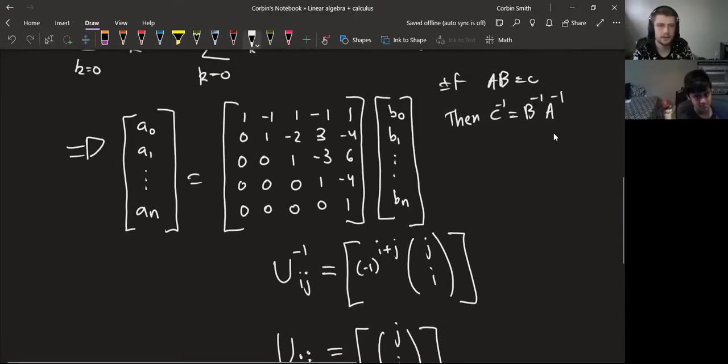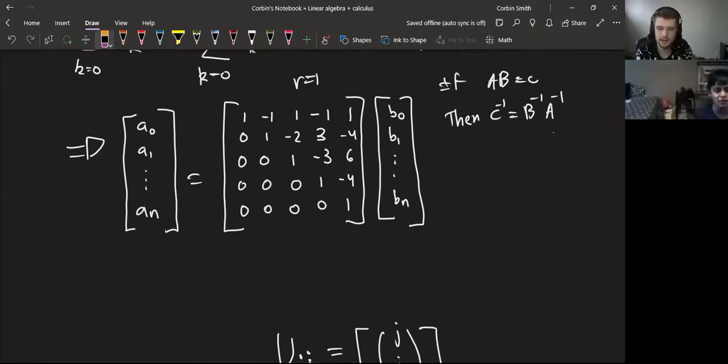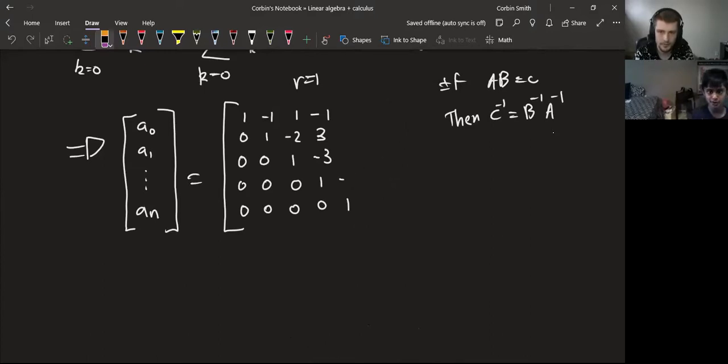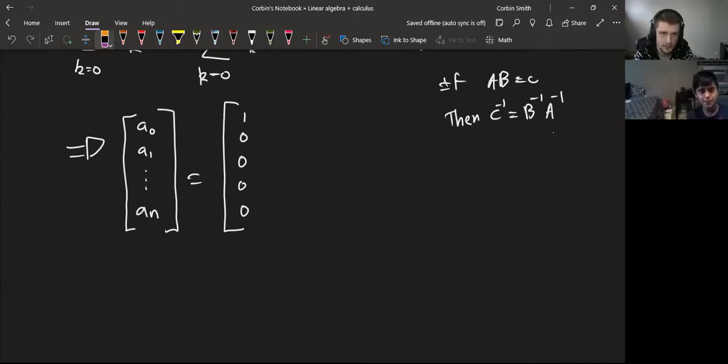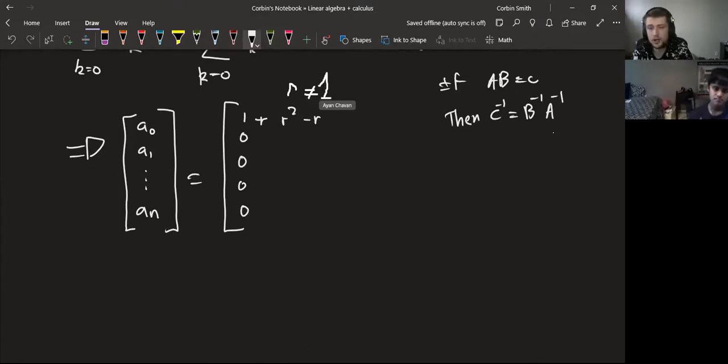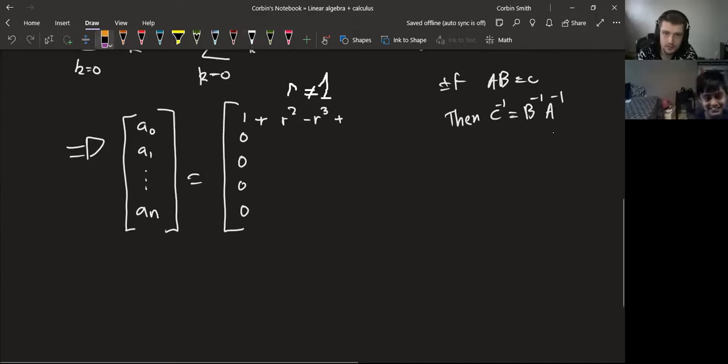Actually, I lied. There's a mistake here. This is for R equals 1, right? Let's rewrite this for a general R, R not equal to 1. So R cannot be equal to 1. So we had -R, R squared minus... So R can be anything. R could be 1, but we want R to be able to be... R cannot be 1. It just can't be 1.